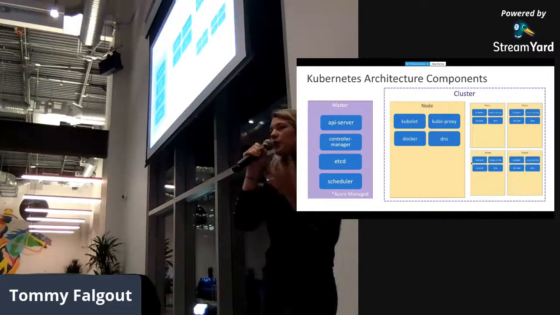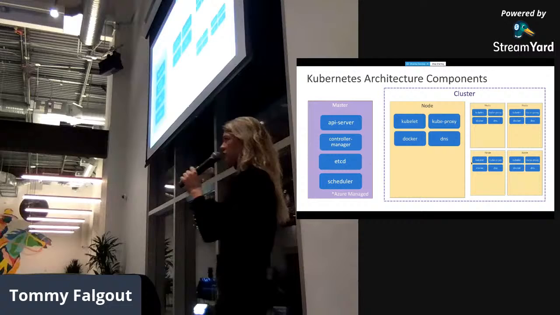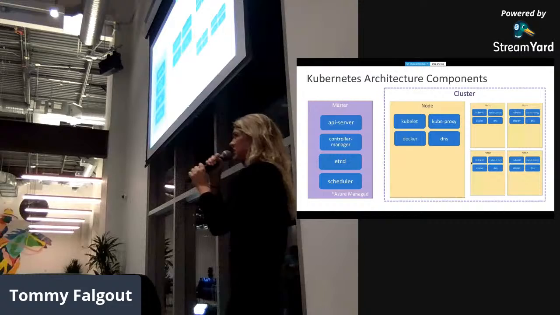Now, I'll touch briefly on what's running on each node as well. So we have the kubelet, which is basically what the API server is going to talk to make sure all the containers are running. So if you say, I want 5 containers with this image running on this machine, the kubelet's going to make sure that those get executed. Kubeproxy is going to do a lot of just the DNS on the node. Docker being your container runtime.